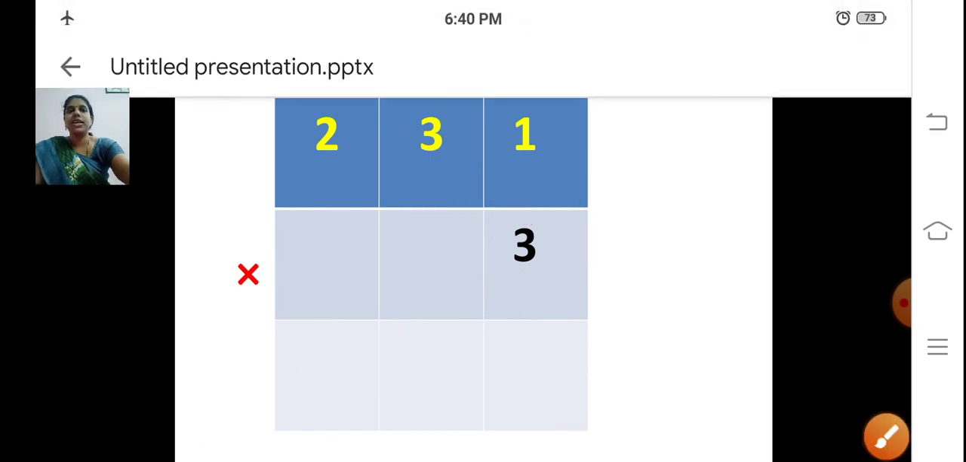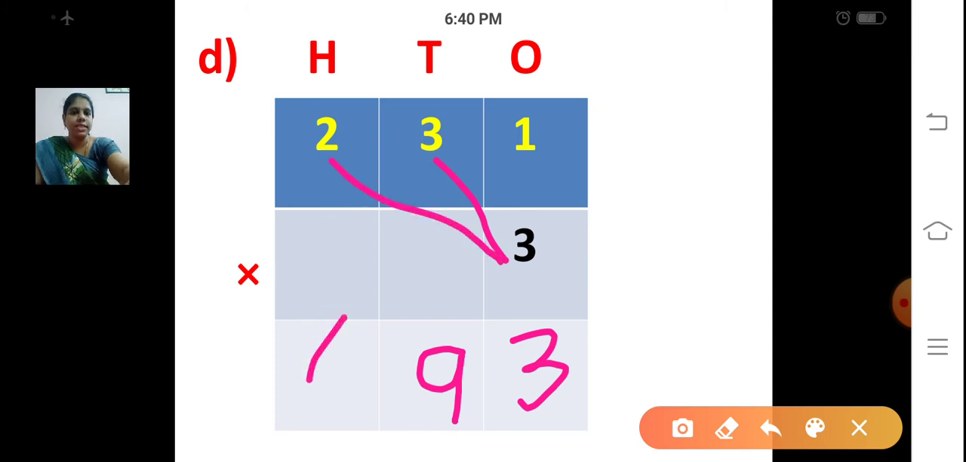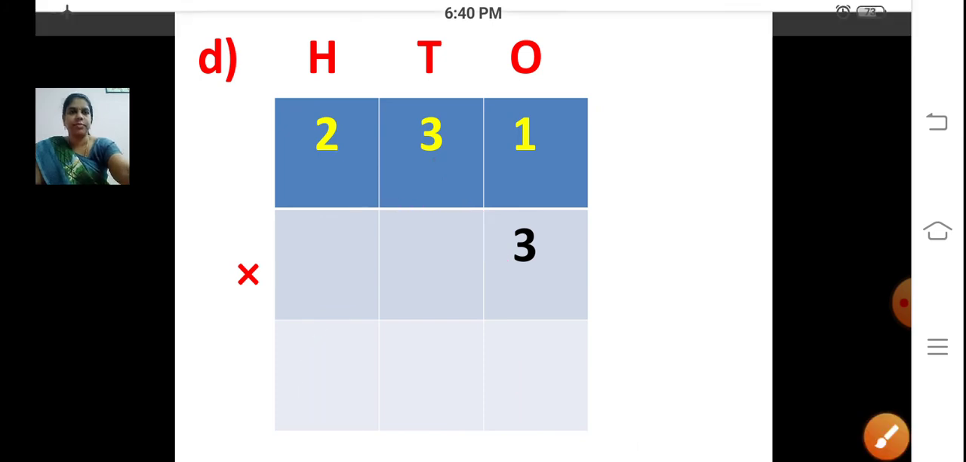I'll repeat it one more time. First one is 1 into 3, 3. Second step, 3 3s are 9. Then 2 3s are 6. Shall we move on to the next one?